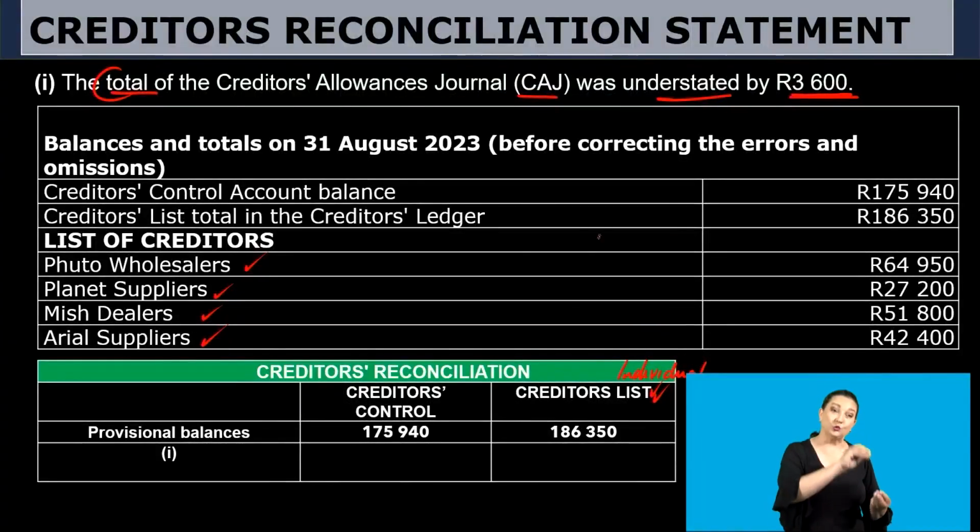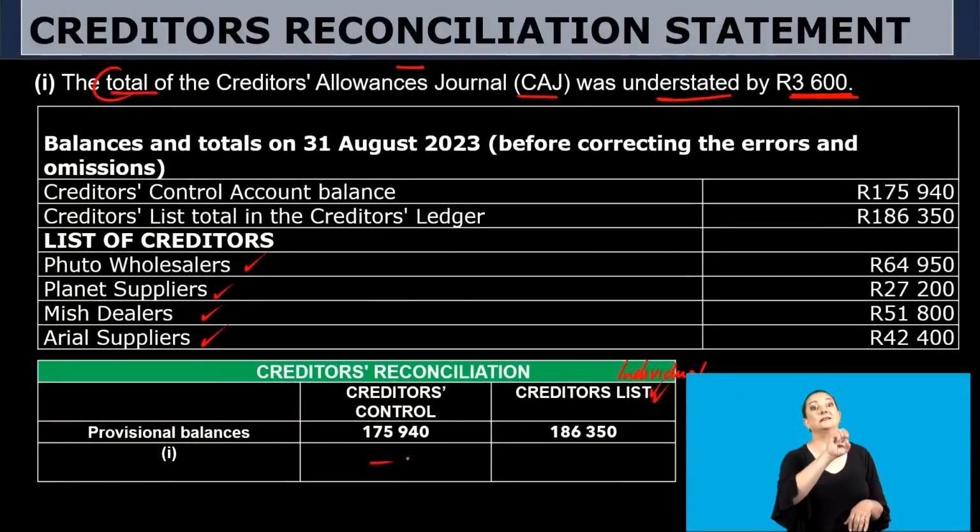So the place where there is an error in this case becomes your creditors control, because that is the one that is created by totals of the journals. So if I'm told it is the total of the CAJ, the sign for the CAJ, it is a minus. It decreases what we owe to our suppliers. So we have recorded less, so we need to go and decrease it more. That is, I'm going to come and say minus 3,600 further.